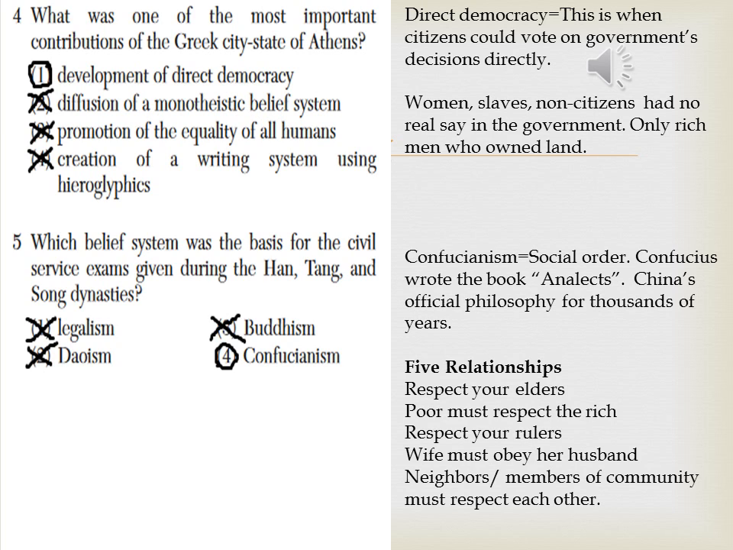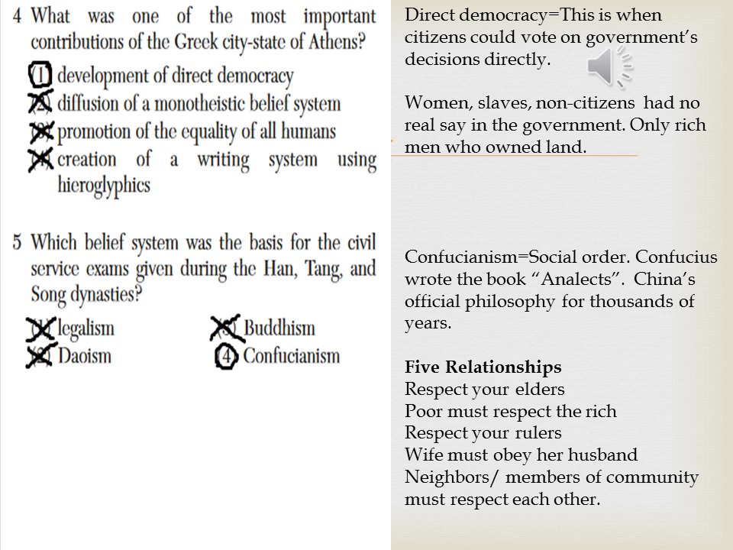So let's talk about question number 5. Which belief system was the basis for civil service exams during the Han, Tang, and Song dynasties? Is it 1, Legalism? 2, Taoism? 3, Buddhism? Or 4, Confucianism? It's Confucianism. And what is Confucianism? Let's go over it so we don't get confused about it. Confucianism is about social order. Confucius's followers wrote the book called the Analects. It was China's official philosophy for thousands of years. Without going into specifics, let's talk about his 5 relationships.